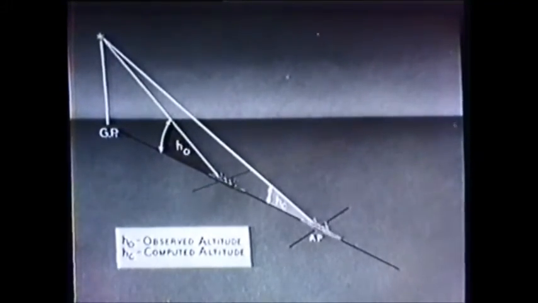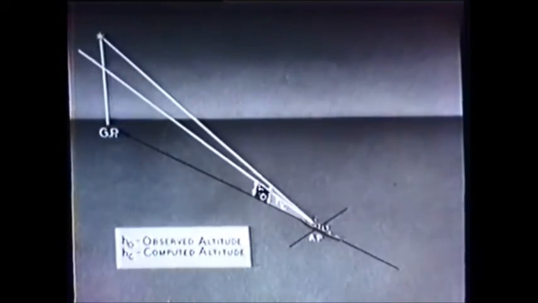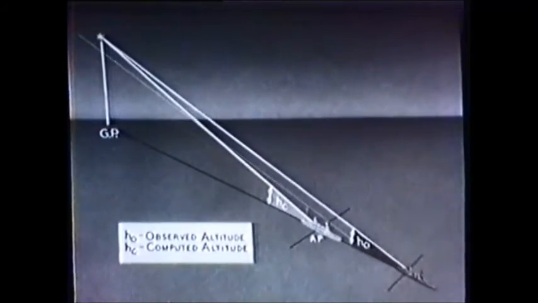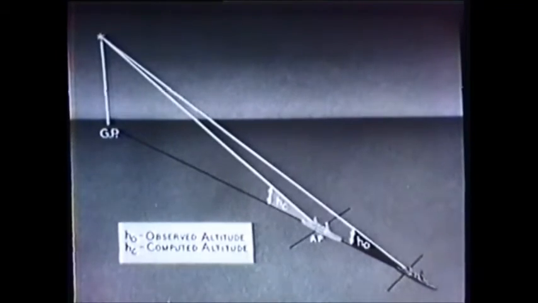If, however, his observed altitude is less than the computed altitude, then his actual position will be farther away. The difference between these two altitudes, observed and computed, is called altitude difference, or altitude intercept, represented by a small a. It is a measure of the distance between the circle of equal altitude that passes through the assumed position and the circle of equal altitude on which the observer is actually located.